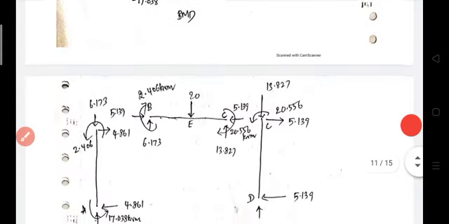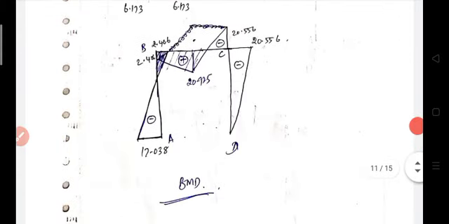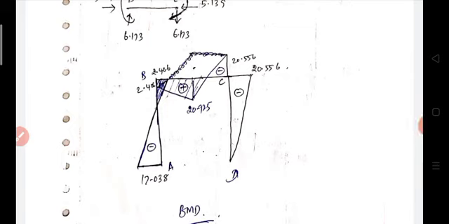One more diagram: you may draw the actual net value of the bending moment at each and every section, like in strength of materials. At point A, it is subjected to a net hogging moment of 17.038. Then joint B is subjected to a sagging moment of 20.406. Then joint E is subjected to a sagging moment of 20.925. Then joint C is subjected to a hogging moment of 20.556. Then joint D is 0. So this is the net moment diagram.